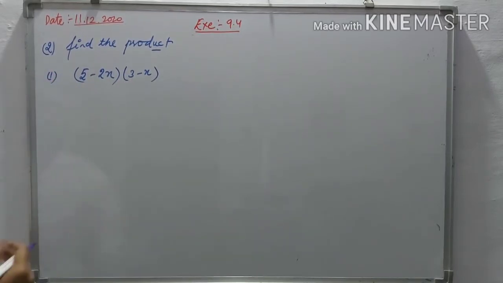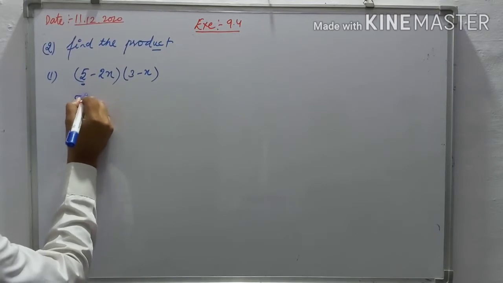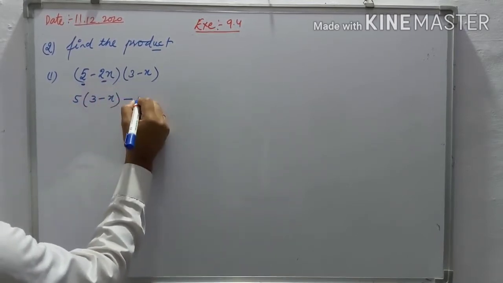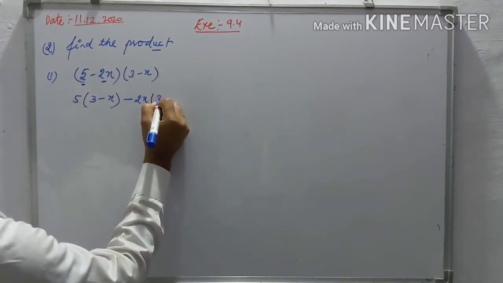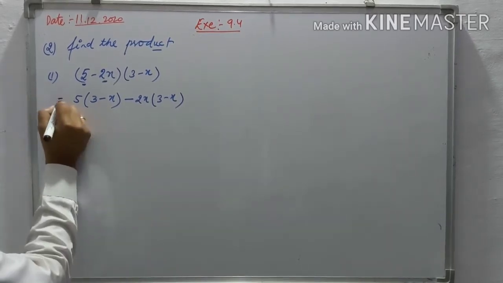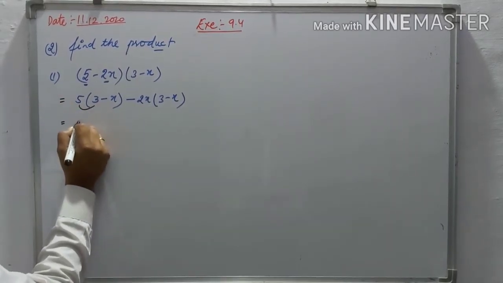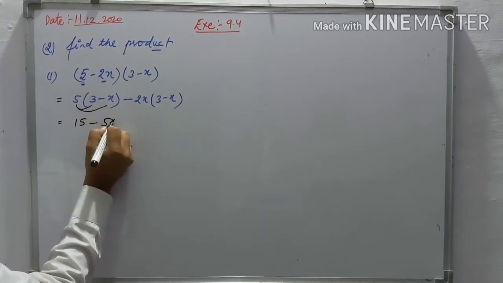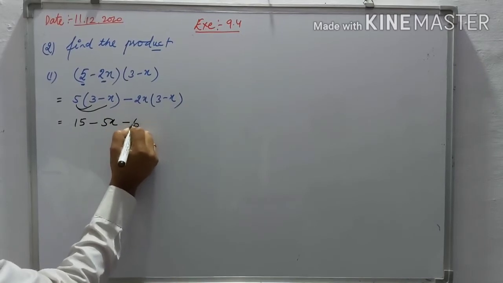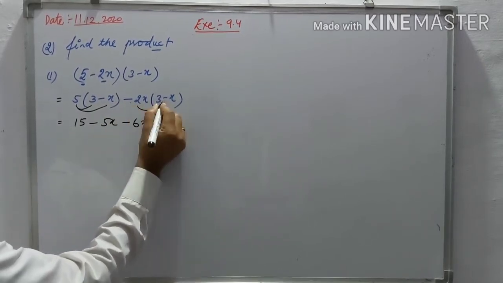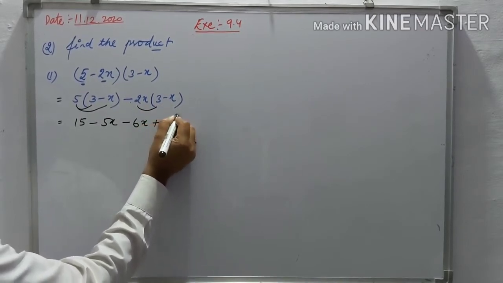Okay, the same method. The first number is 5, second bracket minus 3x; the second number is minus 2x, and bracket 3 minus x. Okay, now multiplication starts. 5 times 3 is 15, and 5 times minus x is minus 5x. Here minus 6x, 2 times 3 is 6, and minus times minus is plus, and 2x square.